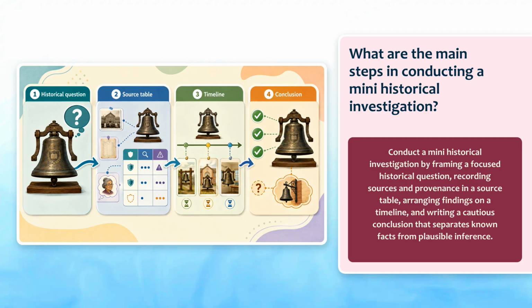The workflow gives the complete sequence. Conduct a mini-historical investigation by framing a focused historical question, recording sources and provenance in a source table, arranging findings on a timeline, and writing a cautious conclusion that separates known facts from plausible inference. Each step should stay connected to the same investigation question. Next, we will use one final checklist to make sure the investigation is complete and careful.